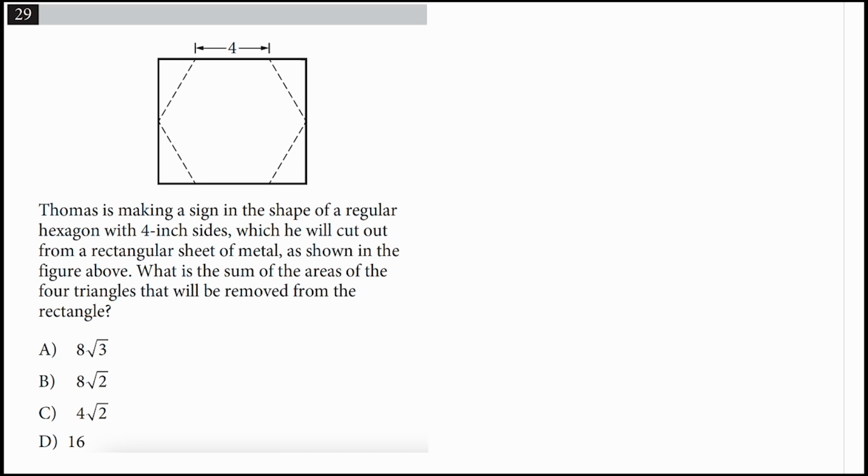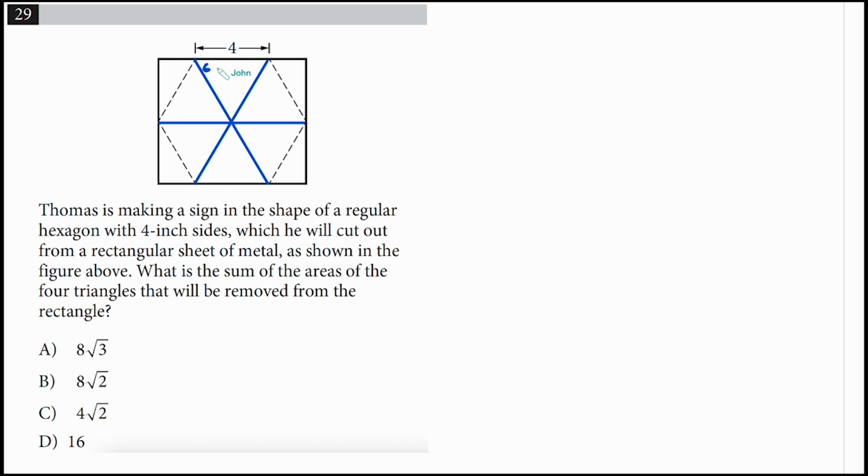Now at first blush, it doesn't seem like we have enough information to solve this, but the trickiest part of these geometry problems is sometimes that we need to draw additional lines. And so if we split this hexagon into 6 equilateral triangles, we start to see how to unlock this.